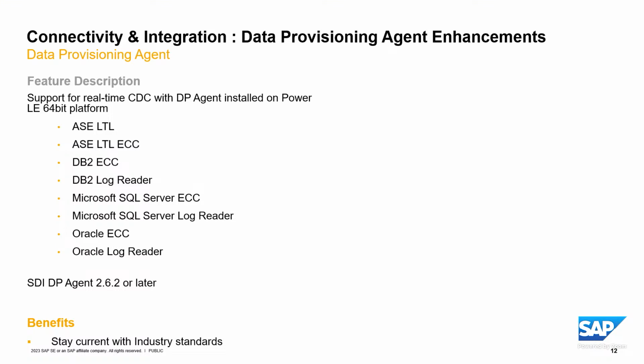In the past, change or real-time replication was not certified with DP agent installed on an IBM Power LE 64-bit machine. We only supported batch replication. Now this restriction has been removed. We added support for change data capture with DP agent installed on Power LE 64-bit platforms. So all the adapters that currently support real-time replication or CDC support real-time replication with DP agent installed on the Power LE 64-bit platform. This functionality is supported with DP agent 2.6.2 or later.